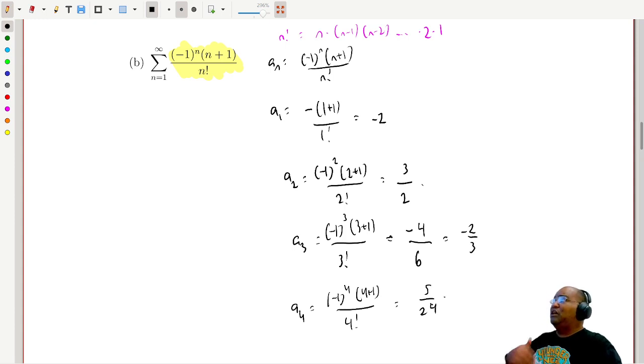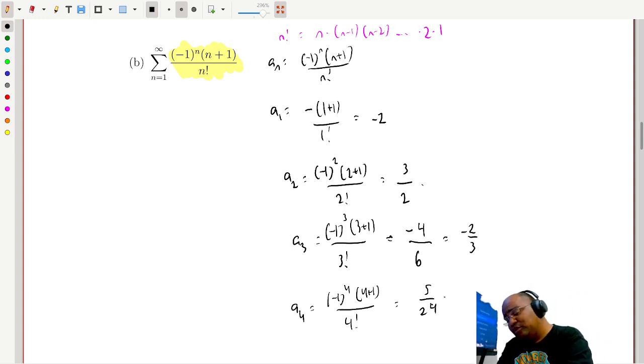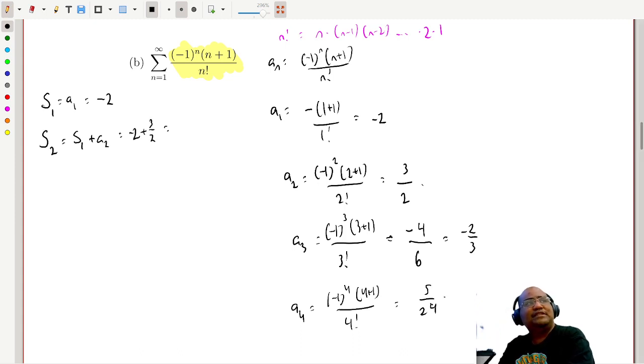Okay. So now we have the first 4 terms in our sequence, and now let's go ahead and get the first 4 partial sums. So as we saw above, the first partial sum is literally the first term, and that first term is just negative 2. Now for the second partial sum, we just have to take the previous partial sum, add the next term to it. We have negative 2 plus 3 over 2. And what does that give us? That gives us, let's see, negative 7 over 6.